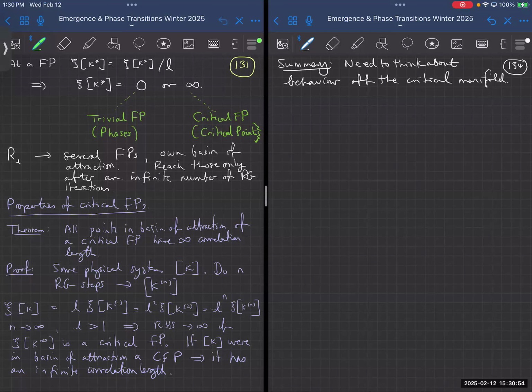And then, as we know by assumption, we're on the critical manifold. So when I take n goes to infinity, my coupling constants flow to the critical point, the critical fixed point. And the critical fixed point has a correlation length of infinity. And so therefore, going back through this chain of equations, the original correlation length also had to be infinite.